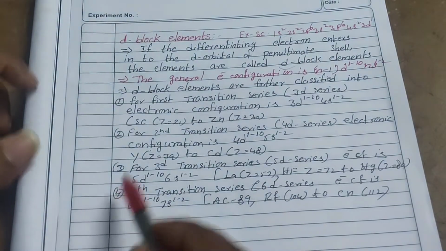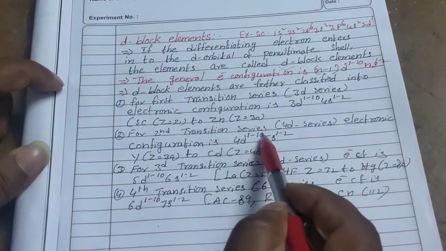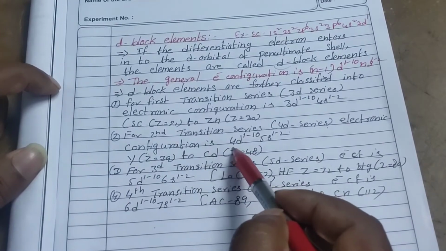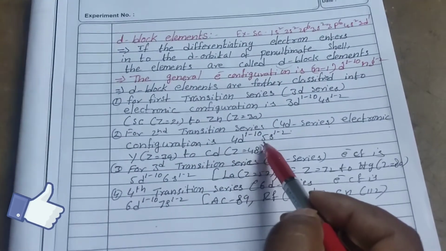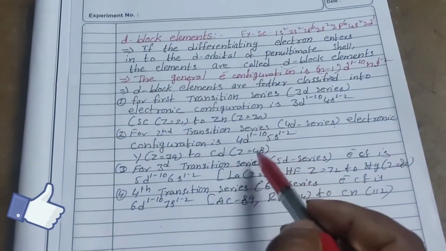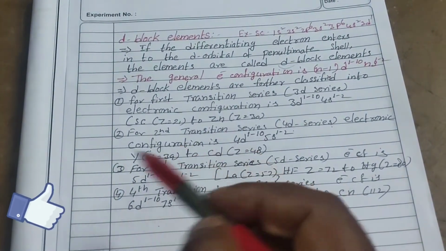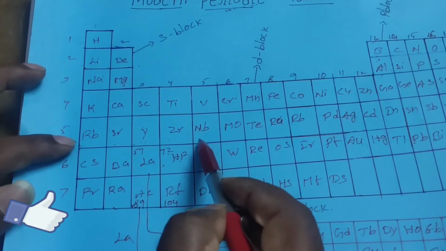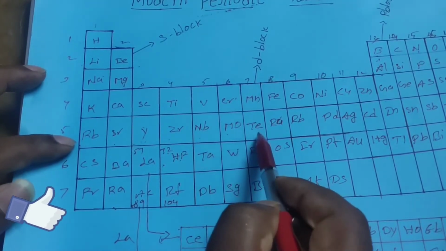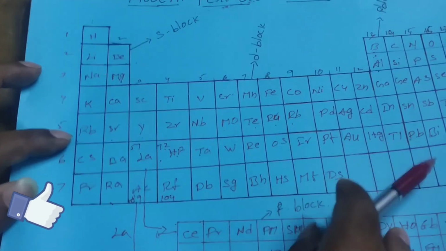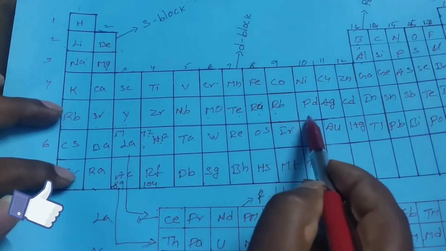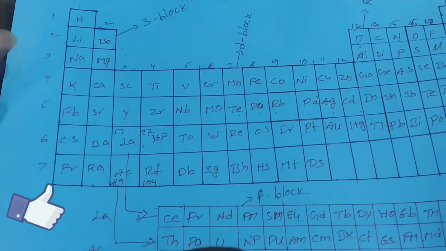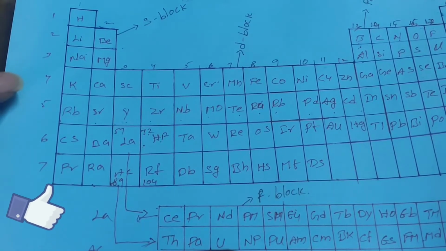Then next one, the second transition series, we call the 4d series. The electronic configuration is 4d 1 to 10 and 5s 1 to 2. And the 4d series starts with yttrium, zirconium, niobium, molybdenum, technetium, ruthenium, rhodium and palladium, silver and cadmium. These belong to the 4d series.